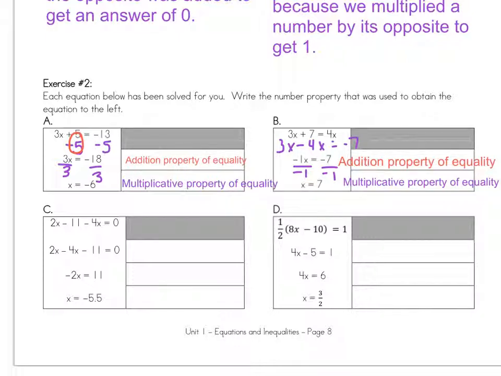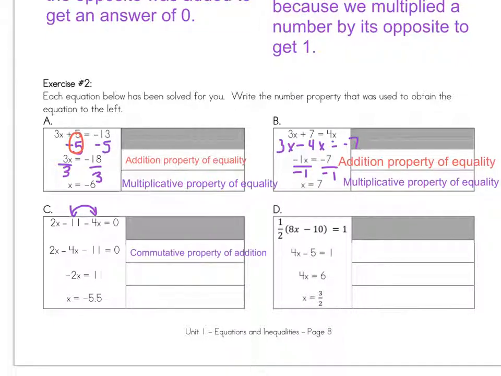So C, we have 2x minus 11 minus 4x is equal to 0. And in the next step, what happened? Well, it looks like the 11, or rather the negative 11, and the negative 4x just changed order. They didn't change their sign, they changed the order. So what number property lets us switch around the order? Well, that would be the commutative property. So are we dealing with adding or subtracting, or dividing or multiplying? Well, we're dealing with subtraction, which would really be the commutative property of addition.